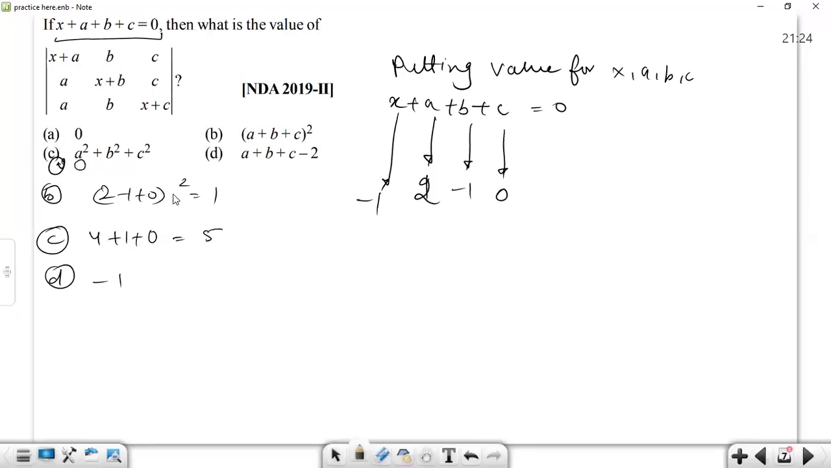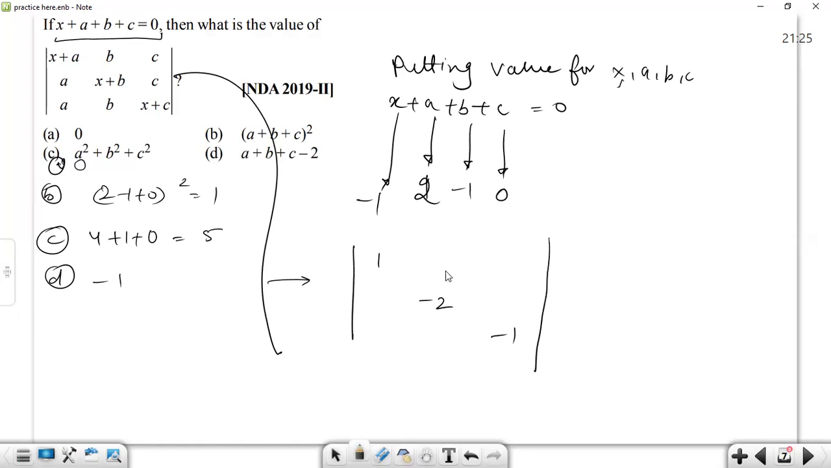Now all the options are different. A option is 0, B option is 1, C option is 5, D option is minus 1, as per the values that we have assumed: X is minus 1, A is 2, B is minus 1, C is 0. And the condition is also getting satisfied, so we are good to go. So the determinant will become x plus a, minus 1 plus 2, 1, minus 1 plus B, minus 2, minus 1 plus C, minus 1. Now B is minus 1, C is 0, A is 2. So now we have to solve this particular determinant.